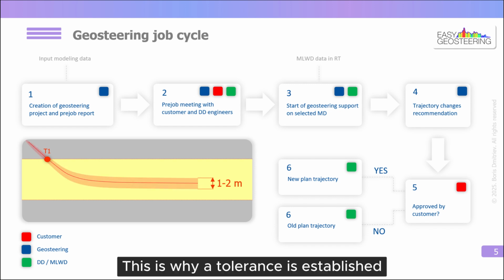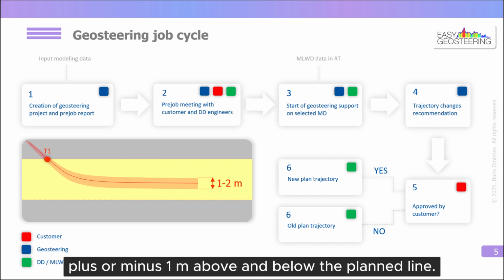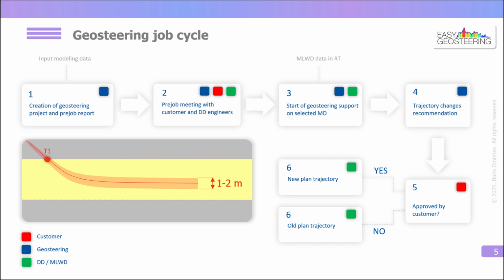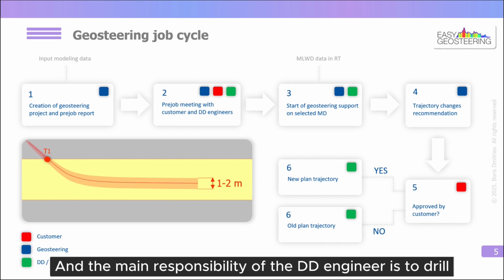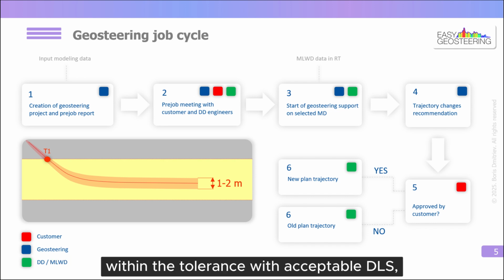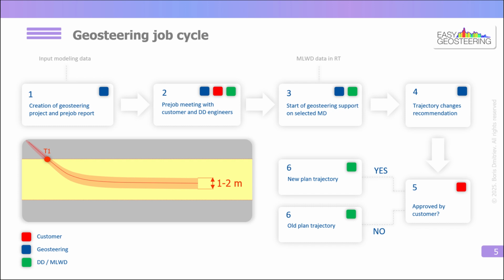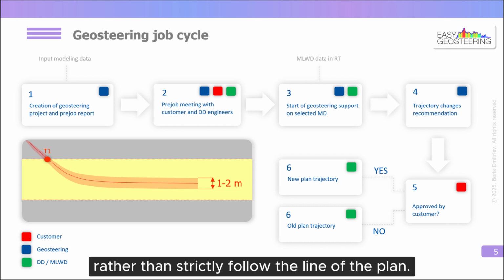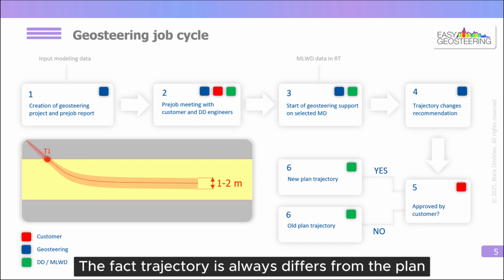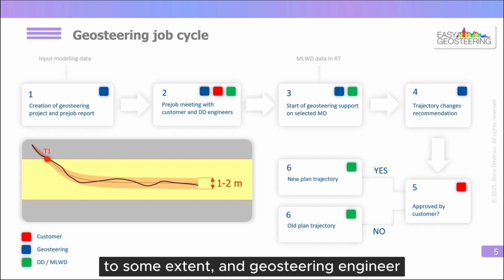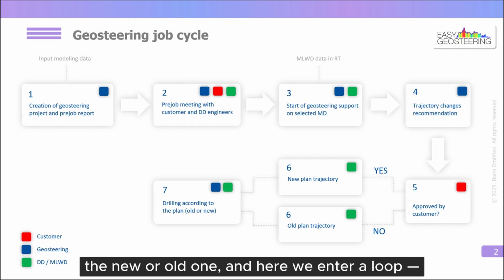This is why a tolerance is established for the planned trajectory, typically plus or minus 1 meter above and below the planned line. And the main responsibility of the DD engineer is to drill within the tolerance with acceptable DLS, rather than strictly follow the line of the plan. The fact trajectory always differs from the plan to some extent, and geosteering engineers should keep this in mind while providing support. Okay, we continue drilling according to the plan, the new or old one, and here we enter a loop.